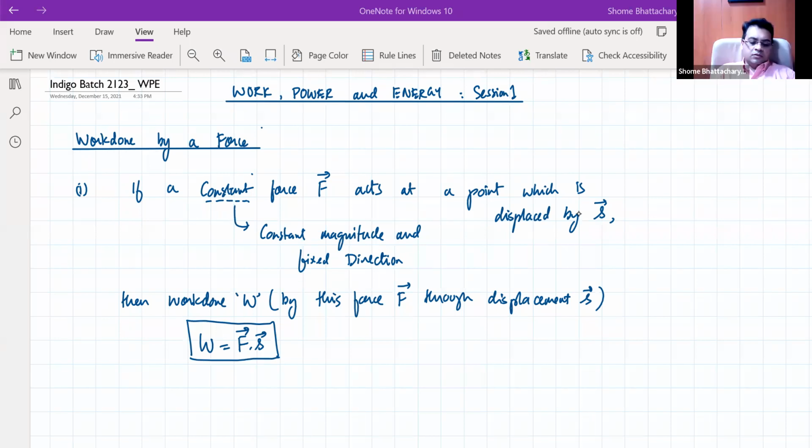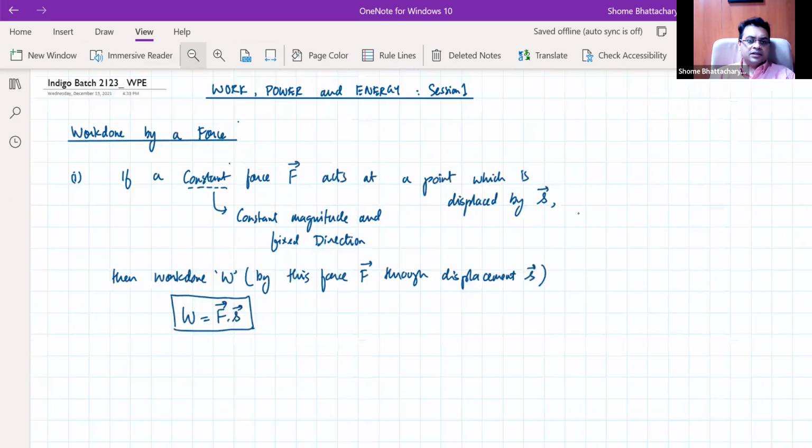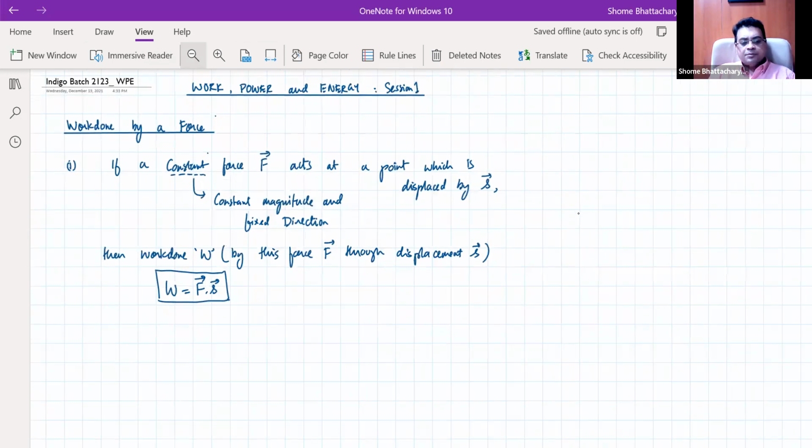Like one of you, I don't remember who, just now said that work done is force into displacement. That is okay, but that is in a special condition, when that force is in the same direction as the displacement. But here we are discussing a more general situation related to vectors, when the force and displacement may not be in the same direction. I'll show you examples also.